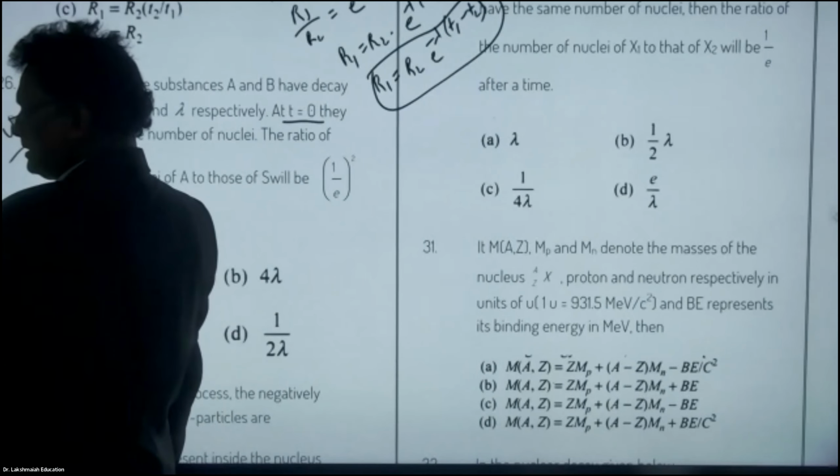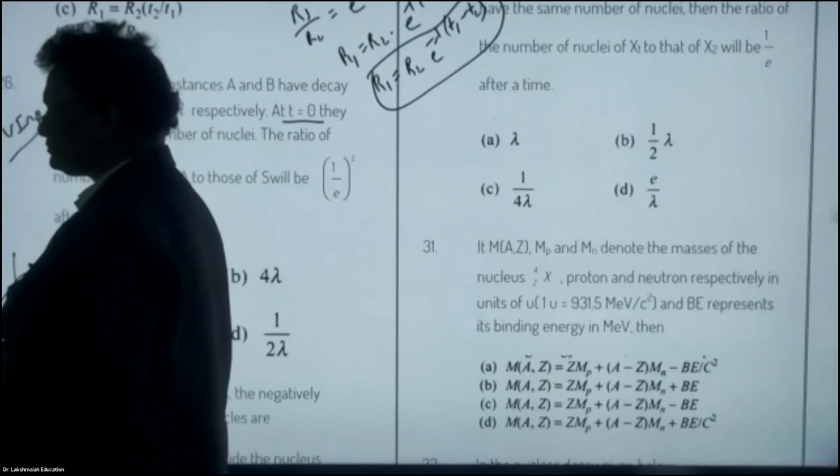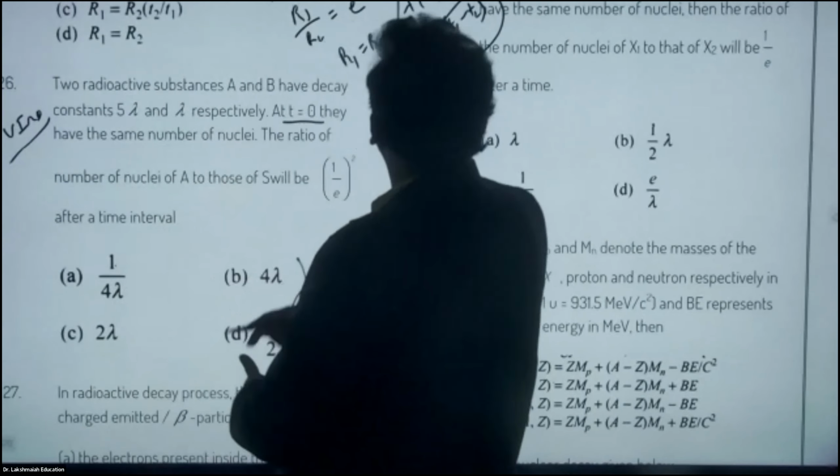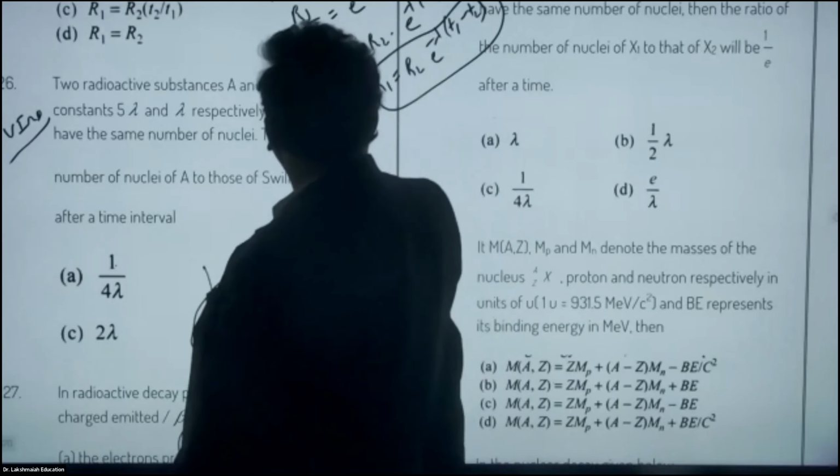Now only we did it. The same procedure you can do. Which formula? N is equal to N naught into e to the power of minus lambda into t. Do it. Which answer did you get?